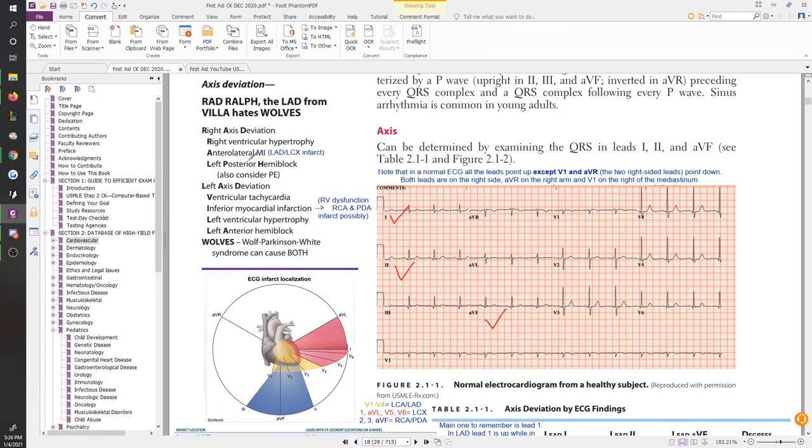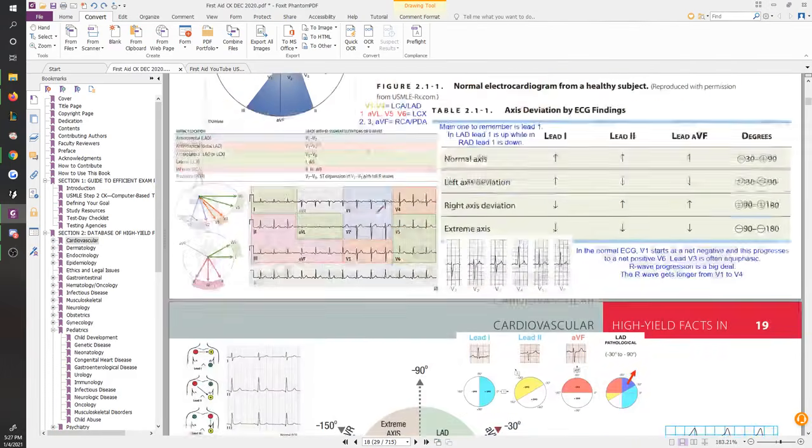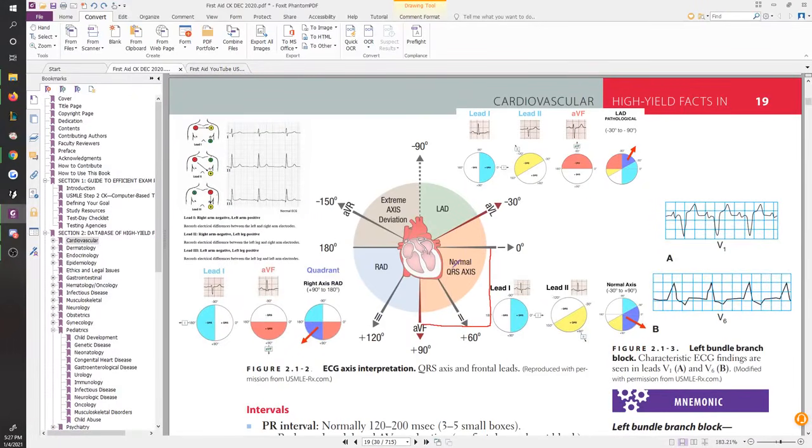The other thing that can happen is your left side just doesn't work. Right, so left posterior hemiblock is listed here. If the left heart is just weaker, then automatically your right side starts becoming stronger than the left, and then on your axis deviation, you're going to see right axis deviation. You're going to see things that are moving towards the right side. Right? And then the opposite is true for the left axis deviation.